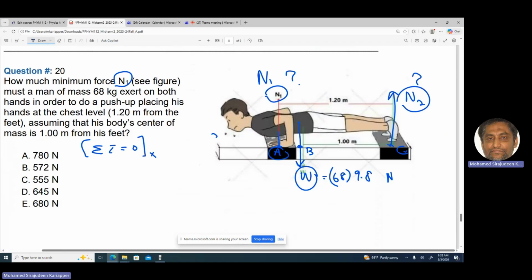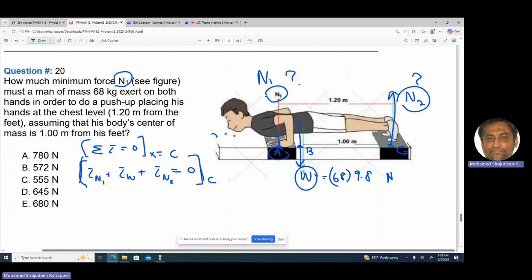right? So torque from N2 will be 0 and I am not interested in it. The only unknown will be N1. N2 is another unknown, but it will not come in the equation. We are lucky. So that's how. Let's do it. So I will take point C. So torque from N1 plus, just to be complete, I will write everything, torque from N2 equal to 0 about the point C.